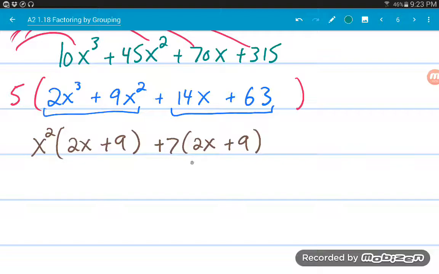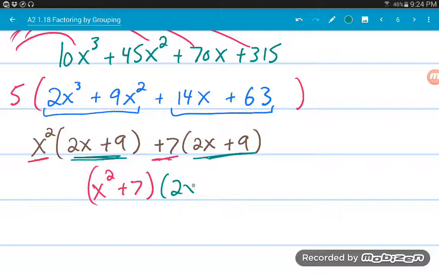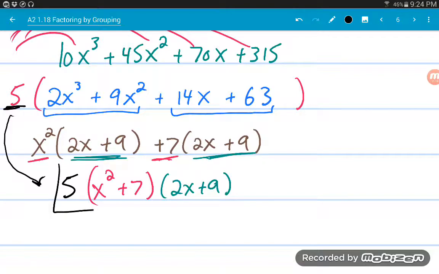You may be noticing a trend here. It's not coincidental. So this is the outside stuff. So x squared plus 7. And then I've got the inside stuff, which is the same. 2x plus 9. And if you're wondering what happened to this 5 from the very beginning, he still has to come along for the ride, and you put him right back in front where he started. And that's my final answer.